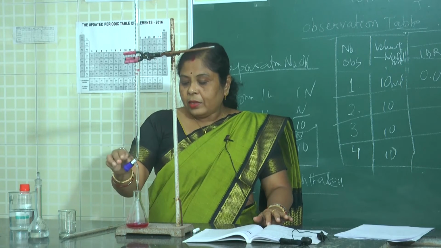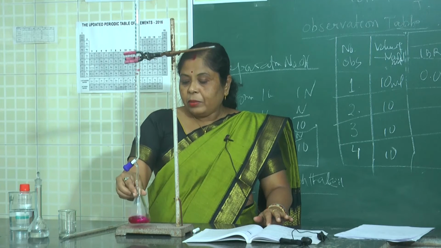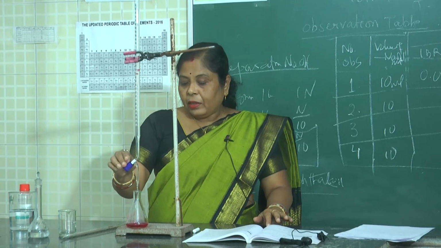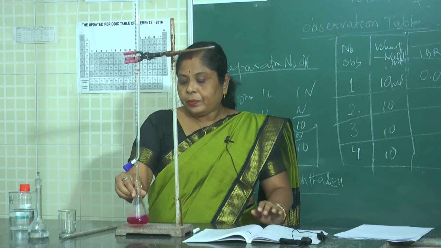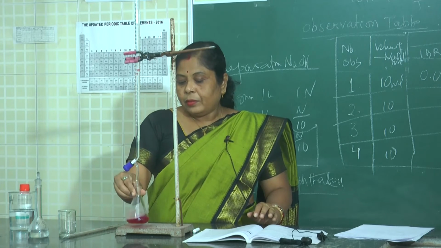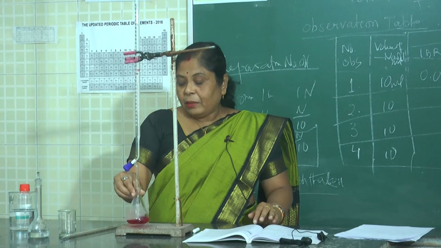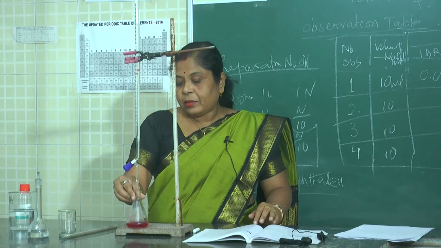Now you see, this is the way how you have to handle the burette. Just adjust the burette knob dropwise and go on shaking the conical flask till the pink color becomes colorless. Be careful while shaking, or else it will end up in breaking. This is the way how you have to do the titration.